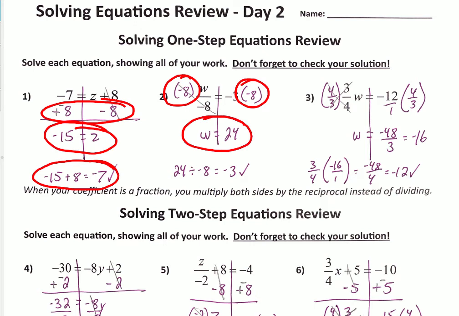Did you get w is equal to 24 as an answer, and did you show that? And then did you go back and do your check? That's how I'm going to grade each of those problems. Each of those steps are worth a point.